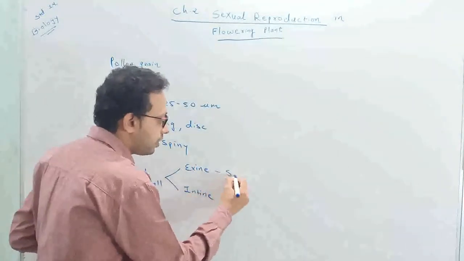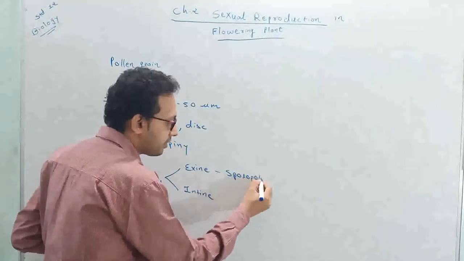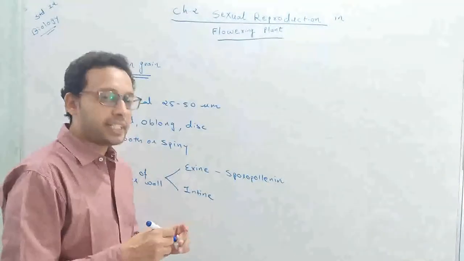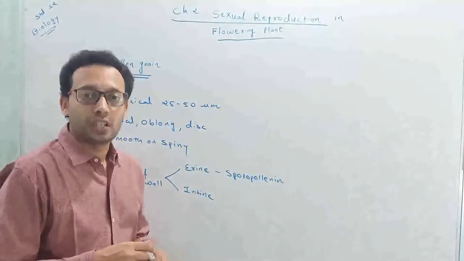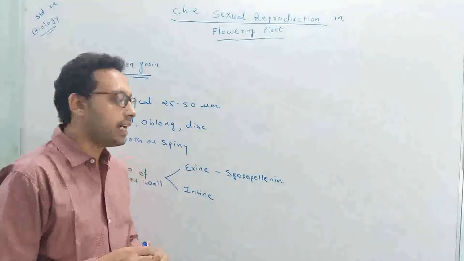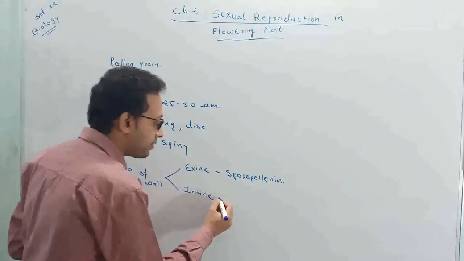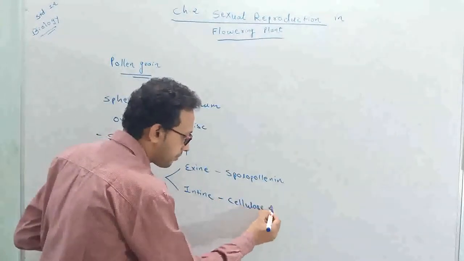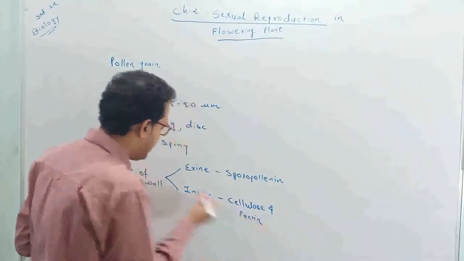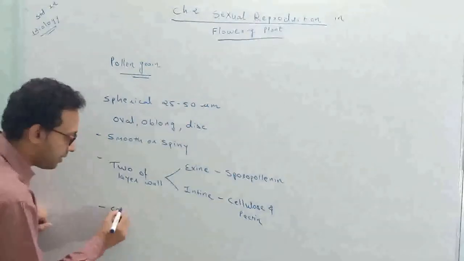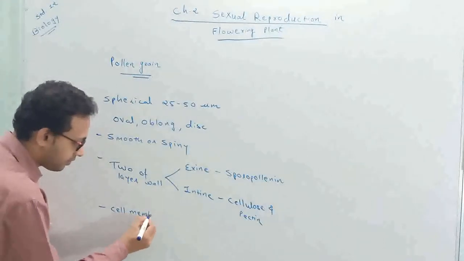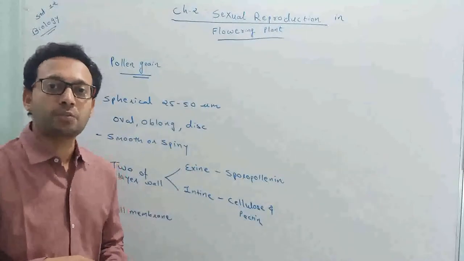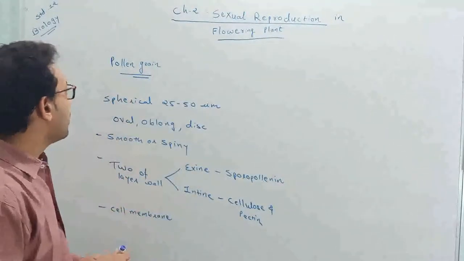Exine is made up of an organic material called sporopollenin. This is the most resistant material known till date. It is resistant to organic acids, strong acids, strong bases, and higher temperatures. The intine, the inner layer of the cell wall, is made up of cellulose and pectin. Inside the wall, there is a presence of cell membrane. This cell membrane surrounds the cytoplasm. So this is the structure of a pollen grain.